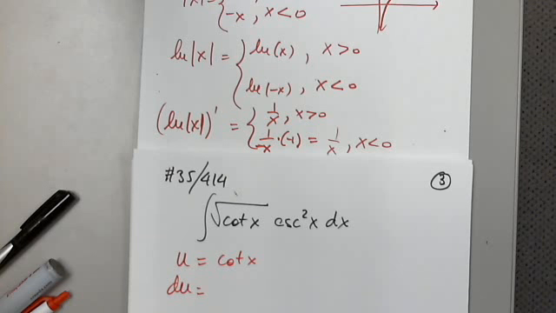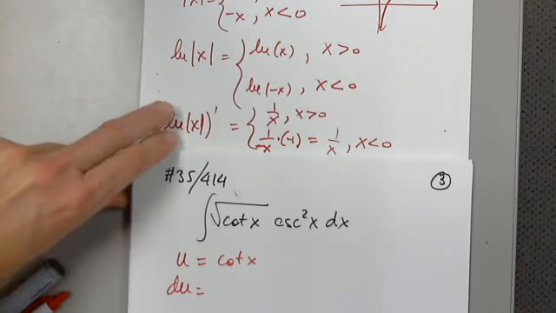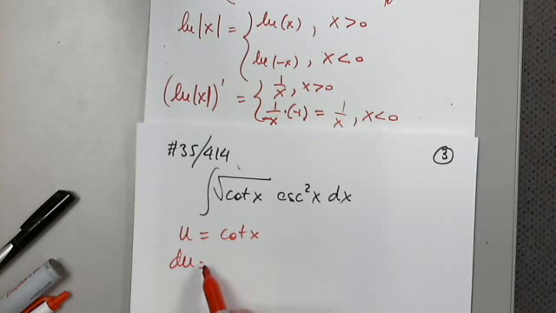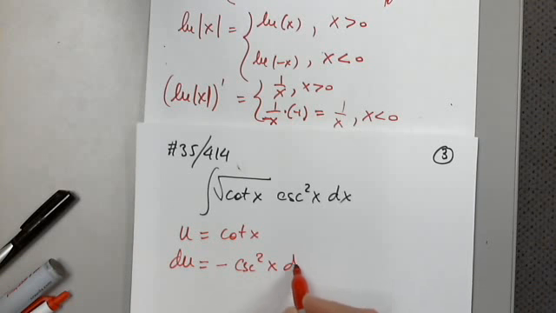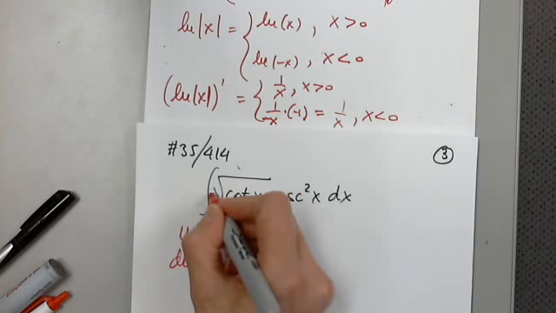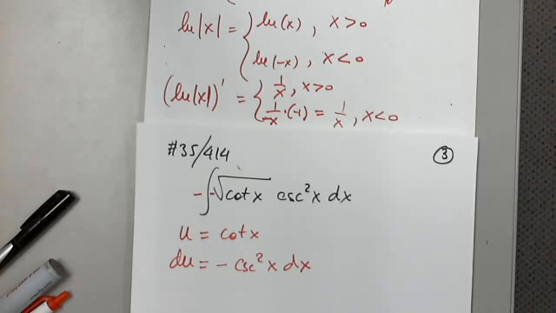du must be in the problem, plus or minus numbers, factors, in other words. So what do I get? Cotangent prime is cosecant squared, but negative, dx. Good. Not a problem to make up that negative. So I'm going to put a negative in front and a negative outside. In other words, I'm multiplying by negative 1 twice. When I multiply by negative 1 twice, I basically multiply by 1.